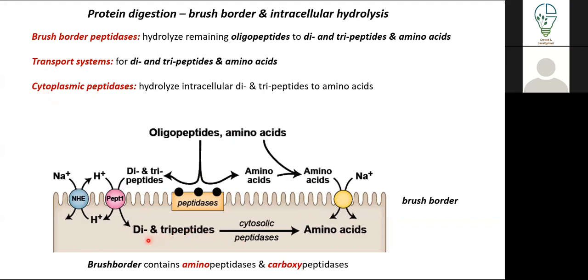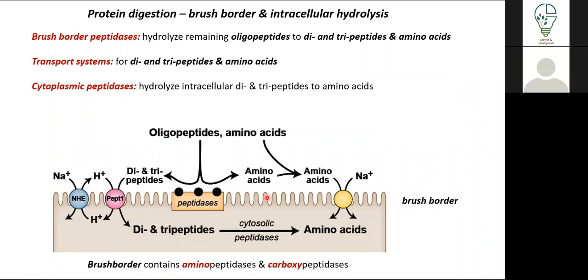So even the di- and tripeptides, once they enter the cytoplasm, will still be cut into amino acids, because you cannot go into the blood unless you are pure amino acids. Di- and tripeptides cannot enter the blood. They need to be amino acids. Okay.